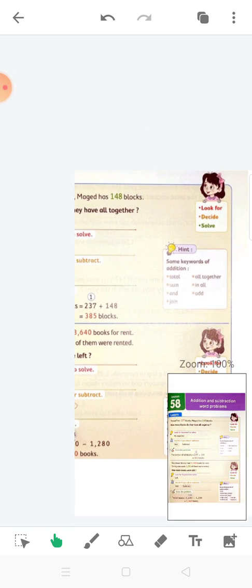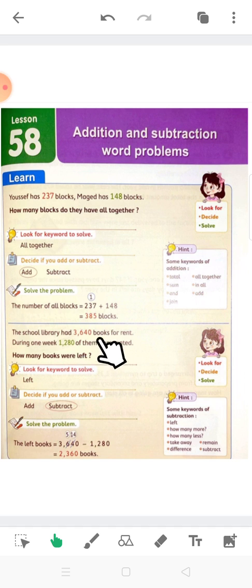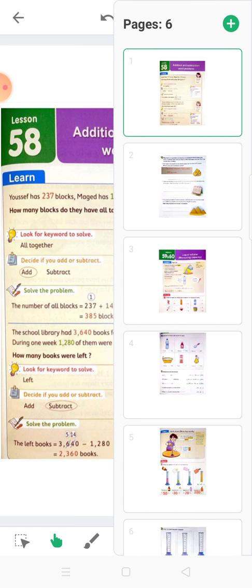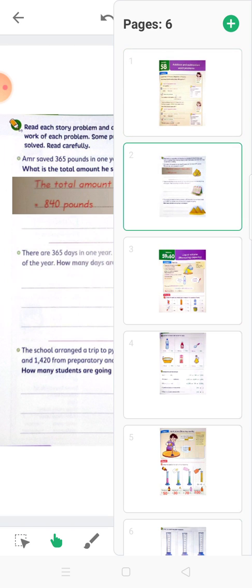Let's see the keyword here: left. Left means minus. Okay, so I'm gonna subtract the two numbers. But take care, in the subtraction, we must write the bigger number first. Okay? Which is the bigger number here? 3,640 minus 1,280. Okay? Let's see in details or solve some problems.